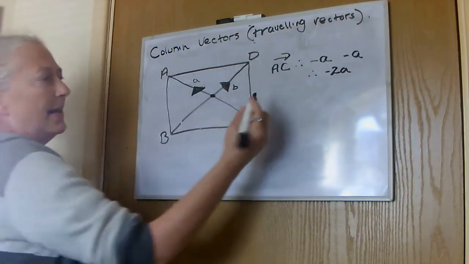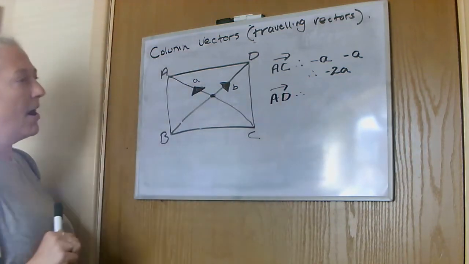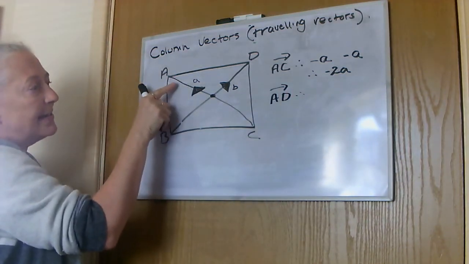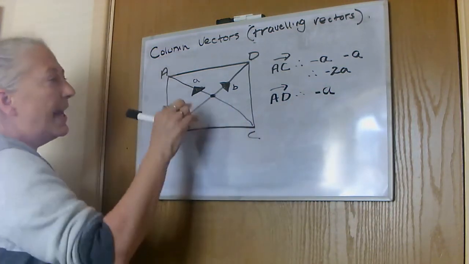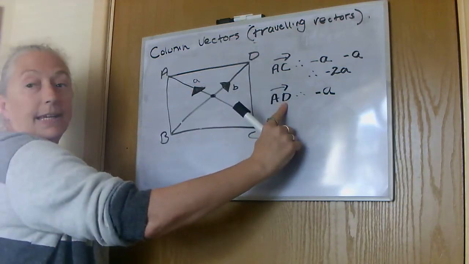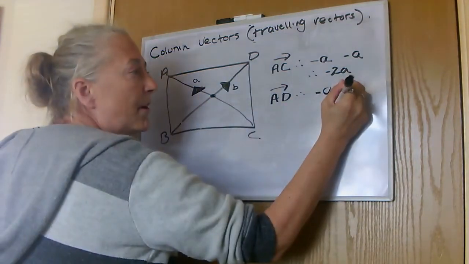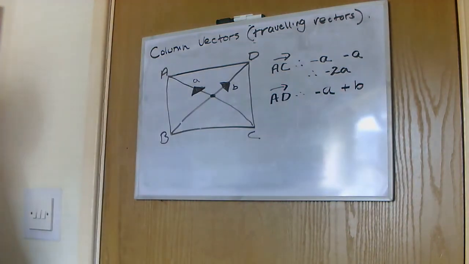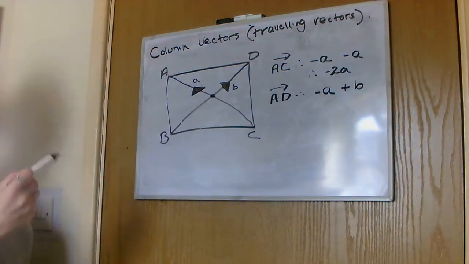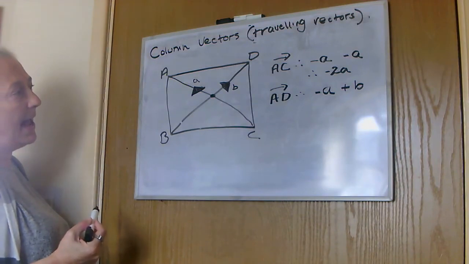Let's have a look at AD. Right, okay. Definitely negative A to my point. Negative A. Hold on a minute. Now, D, I've got to get to D. So I'm going the right way now. So it's plus, I'm only going 1 plus B. So it really is where you're travelling to.